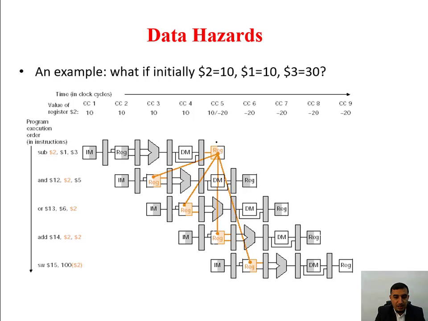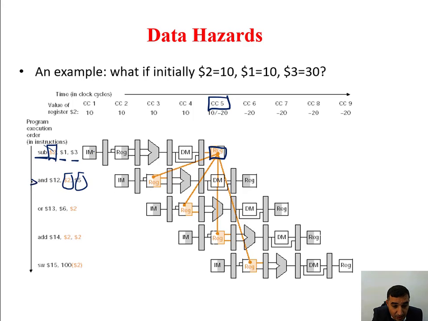The next hazard is the data hazard. Let me show you an example over here. The instruction is subtract S1 minus S3, put the result into S2. So my result will be in S2. The next instruction is to AND S2 with S5. Now if you look here, this is instruction fetch. The write back is going to be done over here in cycle number 5.